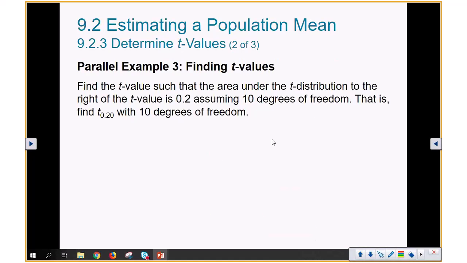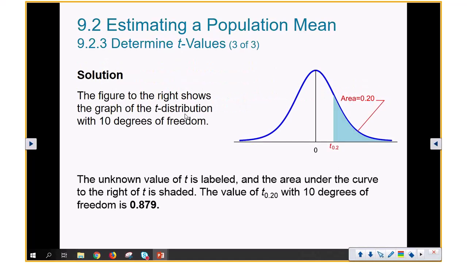Find the T value such that the area under the T distribution to the right of the T value is 0.2. So that's 0.2000. Assuming 10 degrees of freedom, that is T sub 20% with 10 degrees of freedom. So they're just rewriting the question. Well, first thing you're going to do is draw a picture.